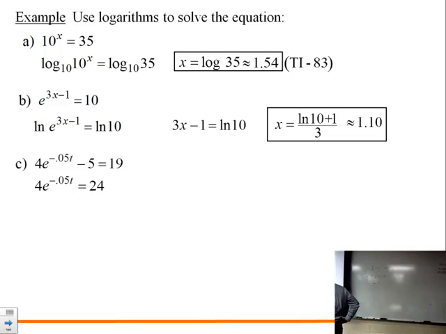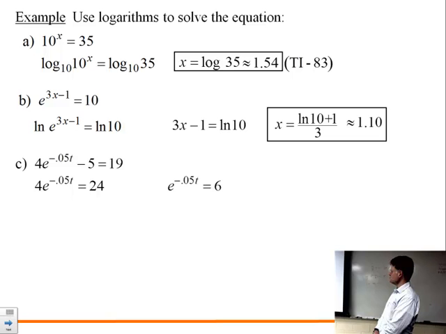All right, let's do this one. So 4e to the minus 0.05t, where the variable's t and you want to solve for t, minus 5 is equal to 19. Well, isolate the exponential on one side. So add 5 to both sides, and I get 24. Now, what would you do? Divide by 4. Yeah, divide by 4. Okay. So I get that is equal to 6.